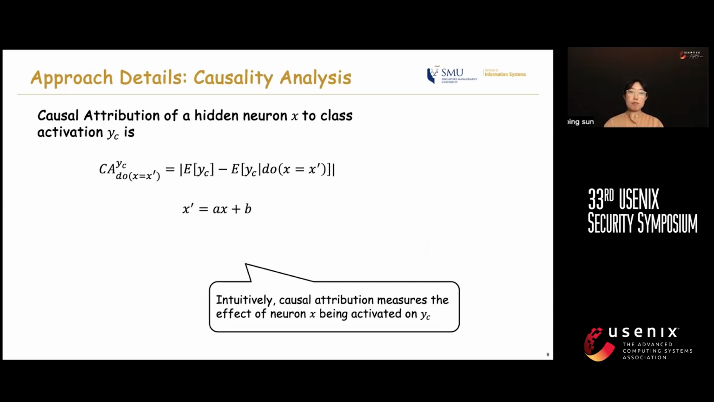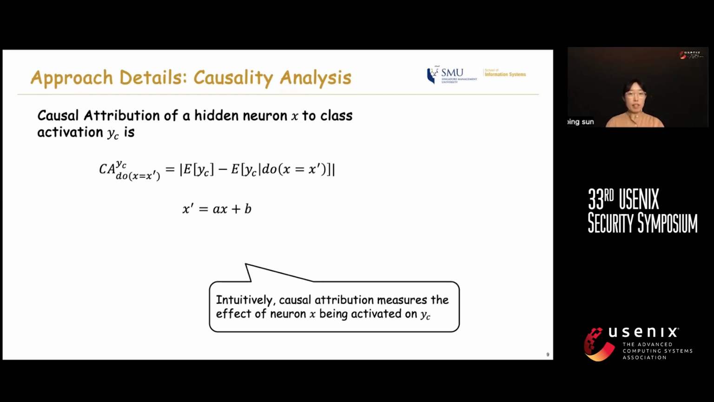Firstly, how can we conduct causality analysis on a given neural network in order to detect and mitigate such a backdoor? This slide shows how we are going to calculate the causal attributions of a hidden neuron X to the class activation YC. Based on these two equations, we make use of causal intervention on the neuron X and a small set of clean samples.